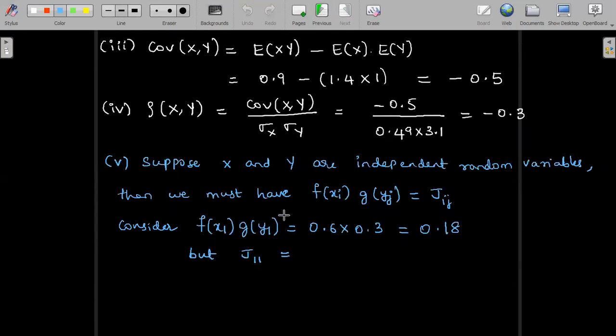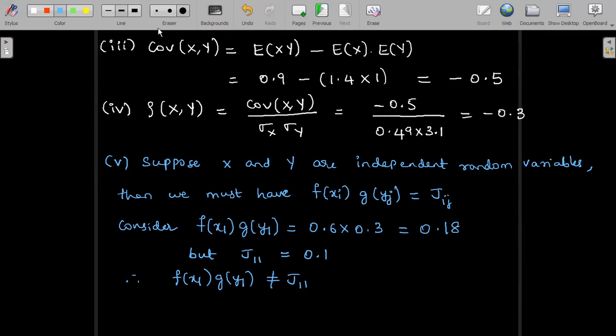So j11 is 0.1 and f of x1 into g of y1 is 0.18, and we observe that the product is not equal to j11. So f of x1 into g of y1 is not equal to j11, and that concludes that if this condition does not hold for even one value, we can conclude the variables x and y are dependent random variables.